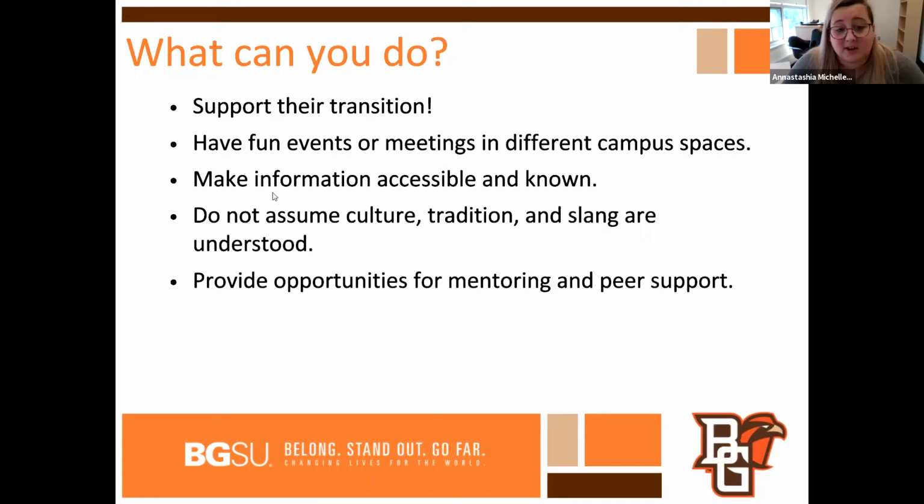Don't assume that culture, tradition, and slang are understood. Like I said with sick, if I was at my undergrad and some masked people in jumpsuits came walking behind me screaming real loud, I'd be terrified. That is just not a tradition where I'm from in my undergrad. And so understanding that traditions are going to be different, especially if that person may have grown up really appreciating Ohio State football, but now they're at Bowling Green State University and things are different.